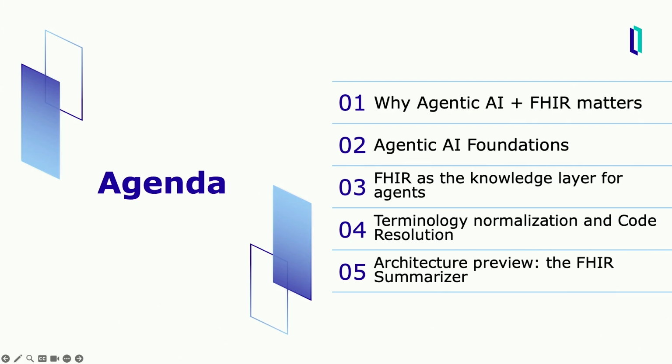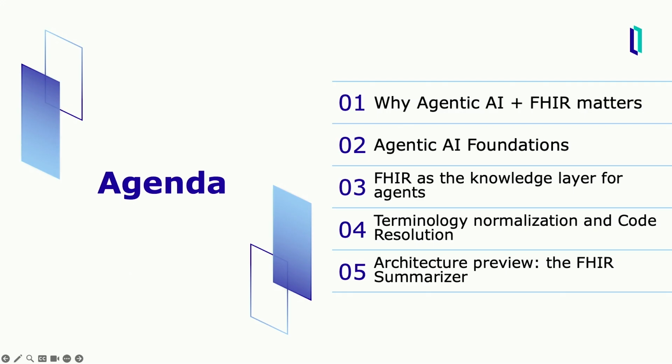I'm breaking this workshop up into 2 halves. The first half of the workshop builds this conceptual foundation we need. We're going to start with why Agentic AI and FHIR fit together, then clarify the difference between an LLM, a workflow, and an agent. From there, we'll talk about why FHIR becomes such a useful knowledge layer and why terminology normalization is often the hardest part of the entire system. I will close the first half by previewing this architecture for the FHIR summarizer so you have a clear mental model before we move into the demos.